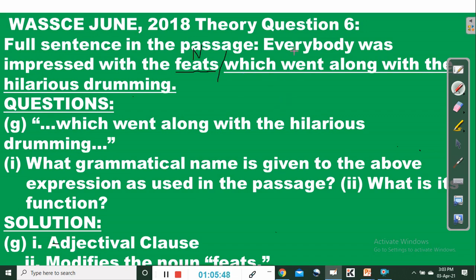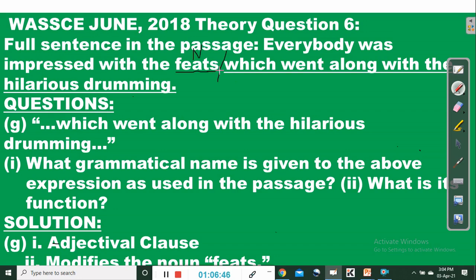Okay, so let's eliminate this, and then we restate the incomplete part of the sentence. Now, what do we do? Everybody was impressed with the feats. Full stop. You see, we put a full stop here. We eliminate which went along with the hilarious drumming. Now, a question arises naturally, and I want you to figure out the question. The question that arises will determine the type of information that should fit in here, and the type of information will give us a clue as to the grammatical name of that particular expression. Everybody was impressed with the feats. Full stop. The question that arises naturally is which feats?